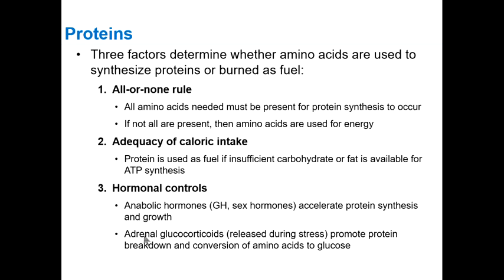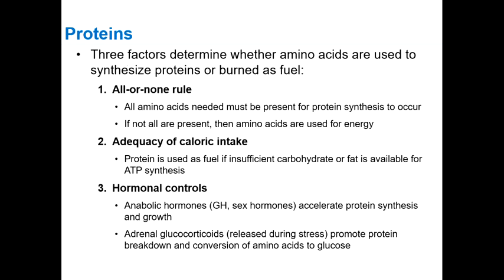And also, our adrenal glucocorticoids, you might recall these from our chapter on the endocrine system, chapter 16. These are hormones such as cortisol, for example, that are released during stress. They promote protein breakdown. So that's kind of the opposite of what we would normally do. We use amino acids to build proteins. So in the case with these hormones, proteins break down into amino acids and we use amino acids as fuel. So these are the 3 reasons why we might use our amino acids to burn as fuel instead of synthesize proteins.